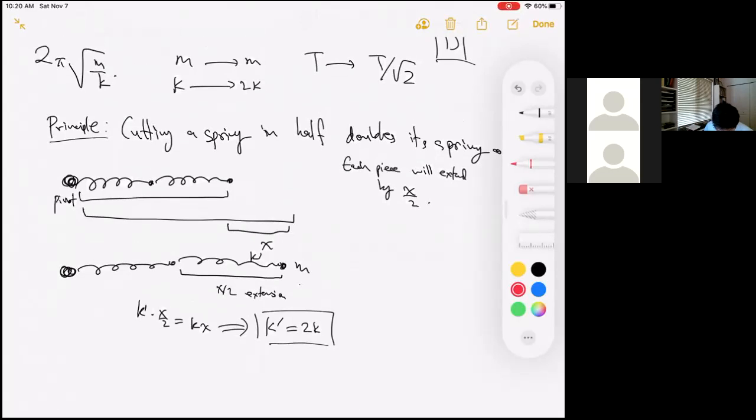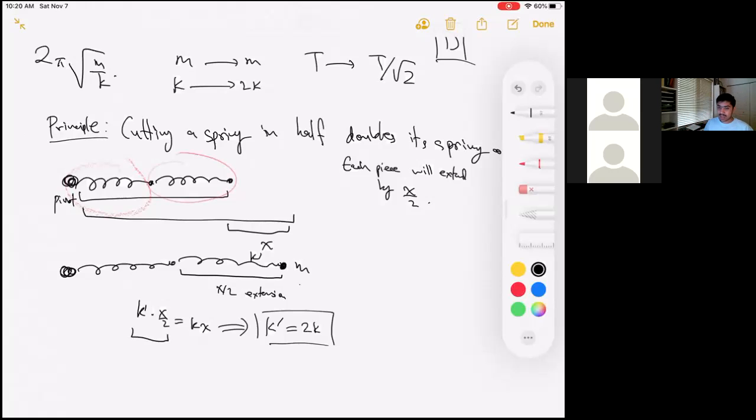Okay. We have these two halves right here. And when you extend the overall spring by x, each spring will be extended by x over 2, proportional to its length. So the total extension is x. And that means that if each spring that the total spring is made up of has spring constant k prime, then each one is providing restoring force k prime times x over 2. So the restoring force over here is k prime times x over 2.